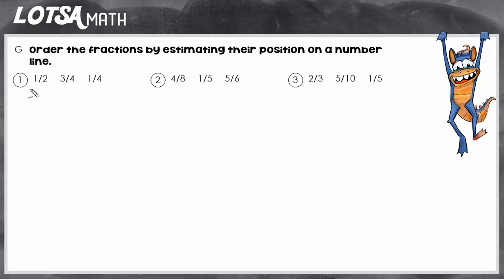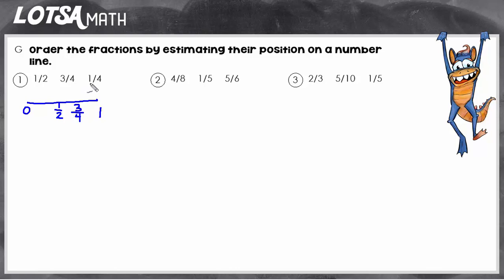So for number 1, I'm first going to draw a number line. It's going to go from 0 to 1, and right in the middle is going to go a half. Well, there it is, 1/2. Now I'm going to estimate the position of 3/4, but I know it's in counting order, so I know it's going to be more than a half. So 3/4 is going to go on this side of the number line. I don't have to get it exact because I'm just estimating.